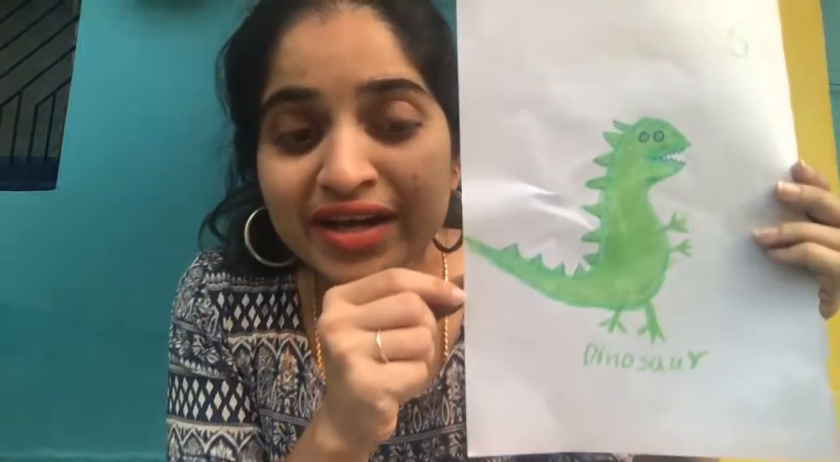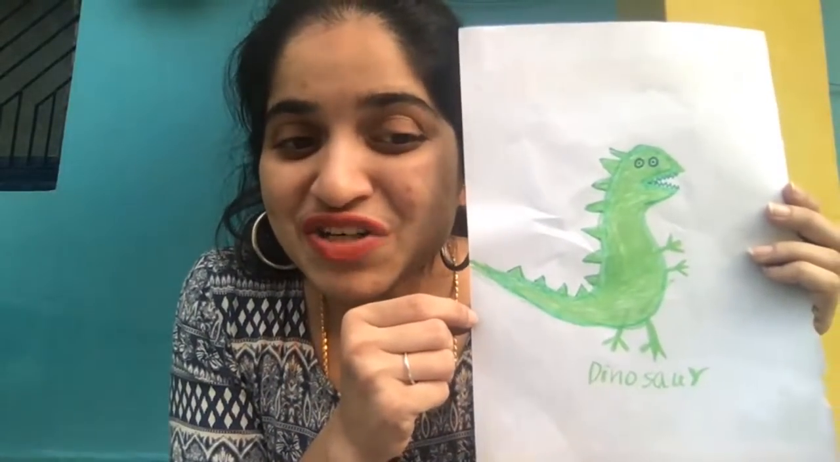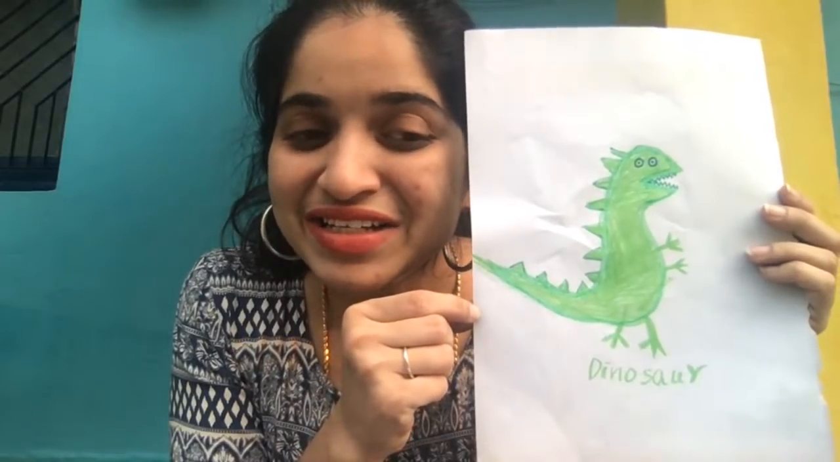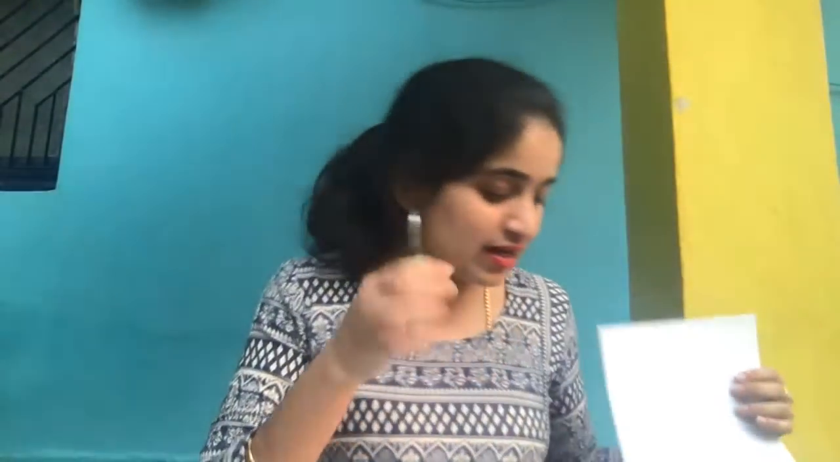So today we are going to draw a dinosaur. Shall we all draw a dinosaur together? I will show it to you. You can follow my instructions and draw a dinosaur very easily. Okay, come on, everybody. Take a white paper and get one crayon.